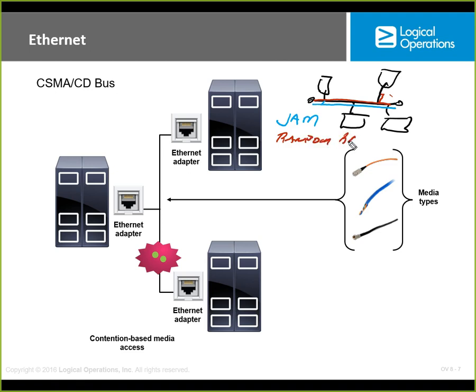Random back off and then start all over. Listen, nobody talking, send it. Each of them is going to get a different amount of time to wait. So, CSMA/CD bus, and the bus is because they're all connected to the same piece of wire. And this is the original Ethernet.